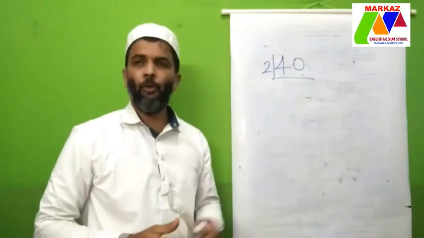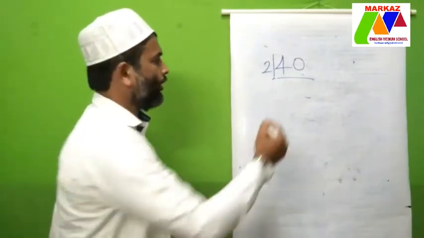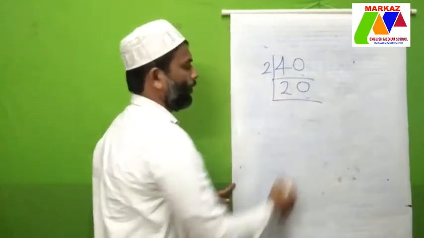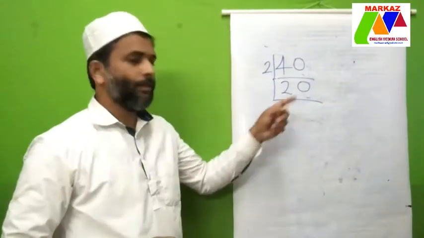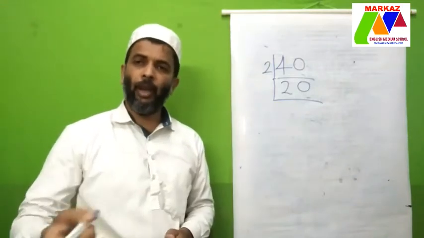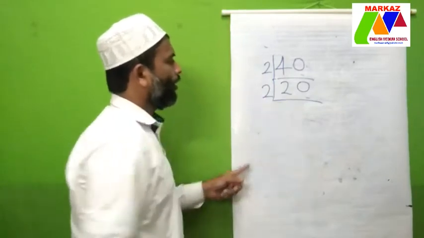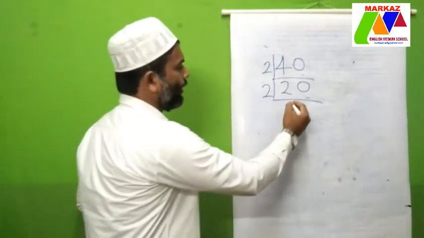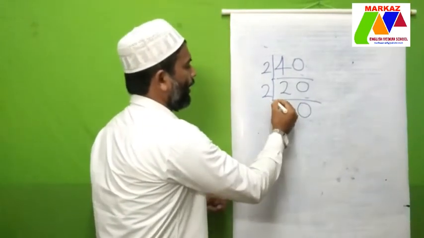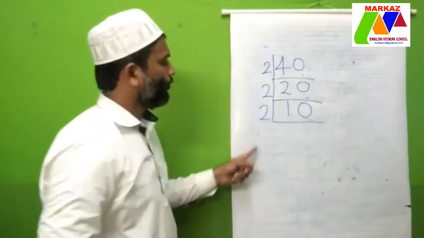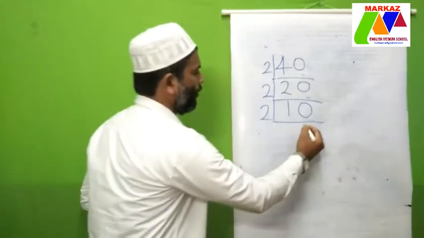How many 2s in 40? It is 20. Is an even number, so we can do the division by 2. 2 is the smallest prime number. How many 2s in 20? 10 times. Again, 10 is an even number, so divide by 2. How many 2s in 10? 5.